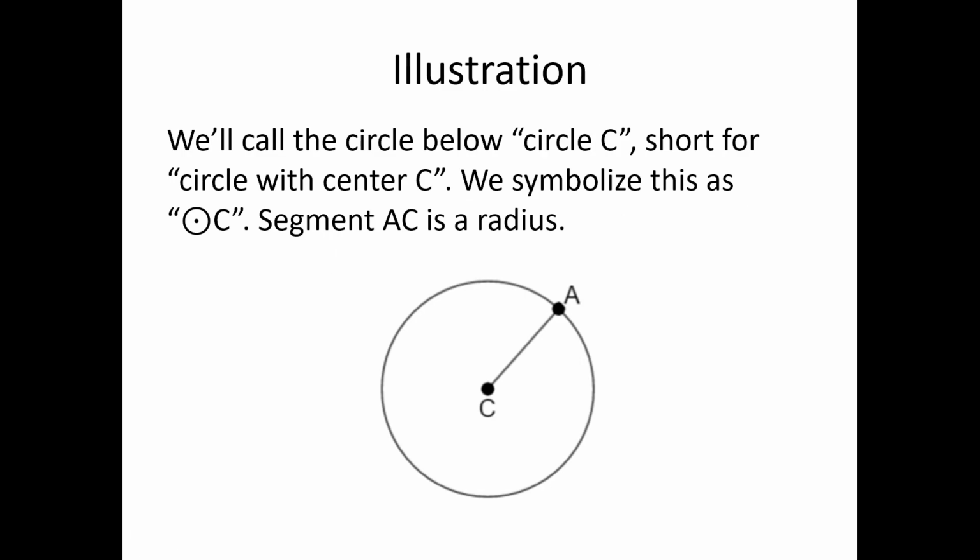So we have a circle with center C, which we will call circle C. That's typically how we name them. We still name objects by points. For circles, typically we name the circle by its center point. So you see circle C, and you see a symbol for circle. There it is. Looks like a circle with a point in the middle, so circle C. And I've shown the radius AC.